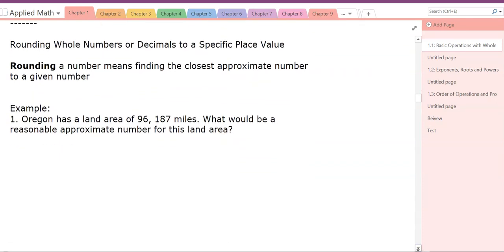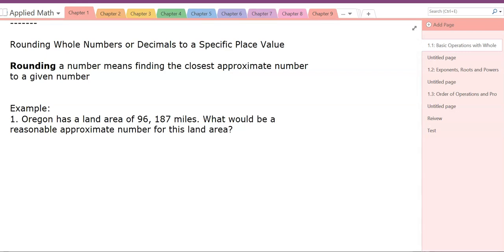Rounding numbers is when you're trying to find the closest approximate number to the number that you're given. So a lot of times these problems will specify how they want you to round. Do they want you to round to hundreds, thousands? But we even have problems where you'll have to round decimals. So you'll have to round to the nearest tenths, hundredths, something like that. For this first example, it says that Oregon has a land area of 96,187 miles. What would be a reasonable approximate number for this land area?